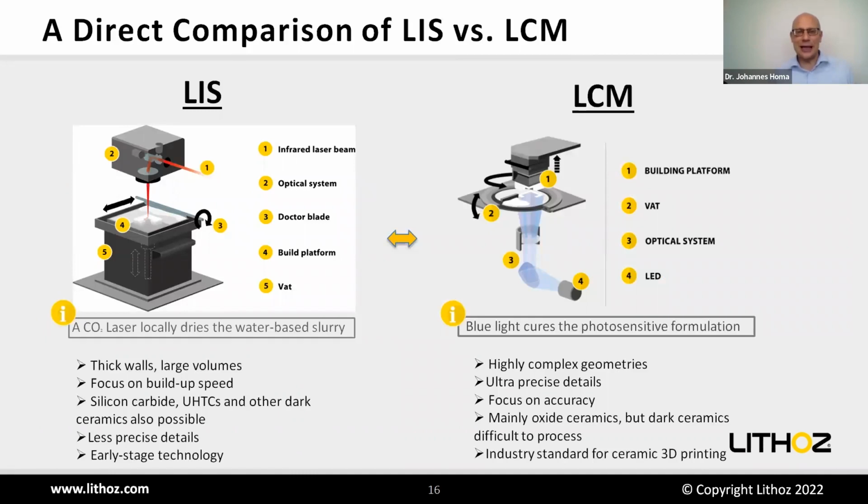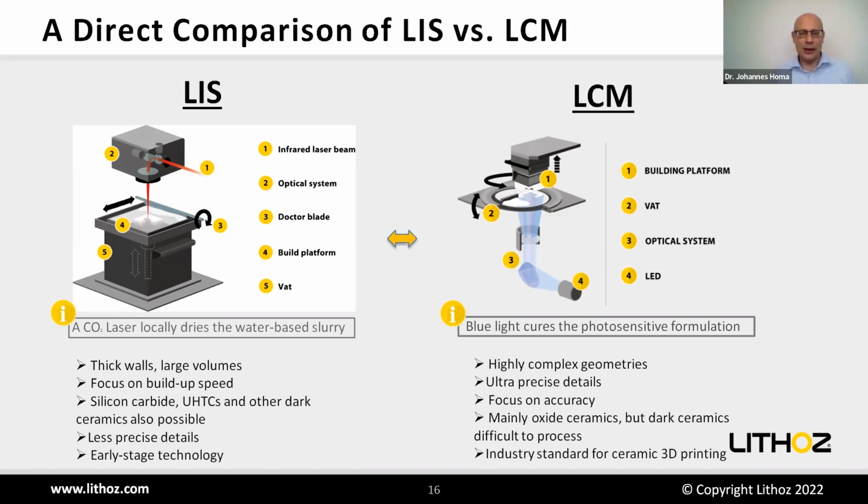Here you just see again the difference. One main difference is that we're using a CO2 laser which dries the slurry. There we're using light to polymerize it, and one time we are building upside down, the other bottom up. And as I said, with the LIS technology we are focusing on thick walls, on large volumes, to really build them up very fast. So we're focusing here on build-up speed.